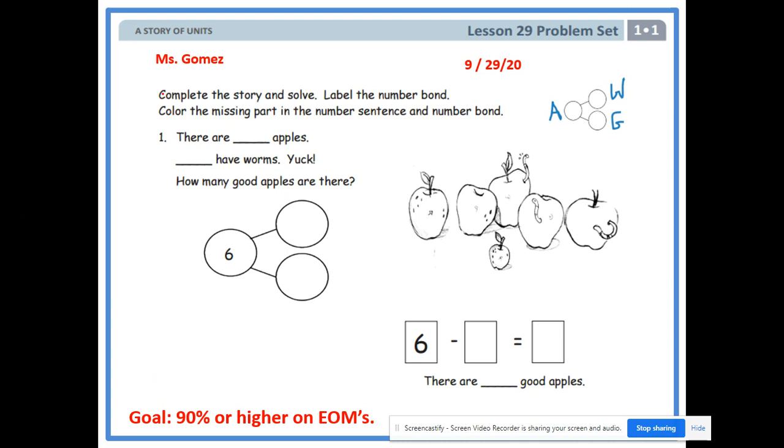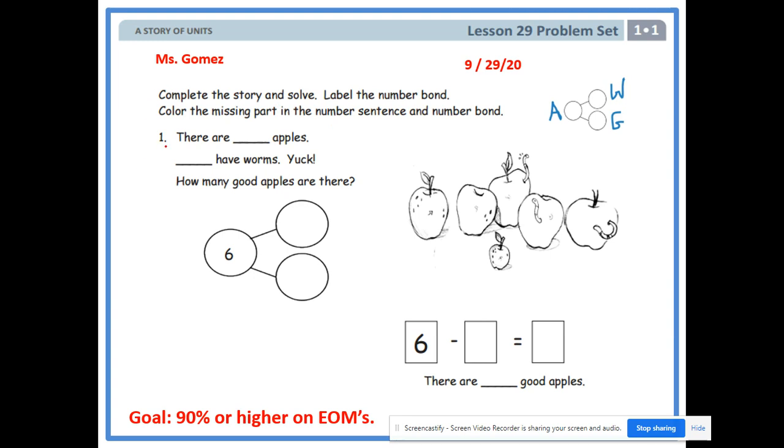Now, after we have our heading, I'm going to read the instructions. It says complete the story and solve. Label the number bond, and they give you an example right here. Color the missing part in the number sentence and number bond. So we don't have to color it, we can just shade it in with our pencil lightly.